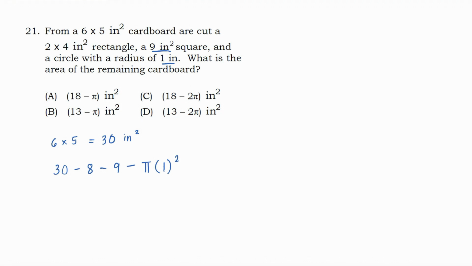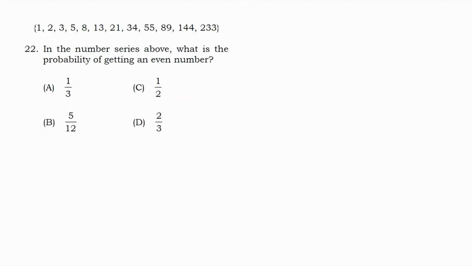So, kukunin lang natin yung difference. So, 30 minus 8 minus 9 is equal to 30 minus 17, diba? So, equal yan sa 13 minus pi times 1 squared, is pi lang naman. So, 13 minus pi. This one is the final answer, inch squared. Letter B. Number 22, in the number series above, what is the probability of getting an even number?